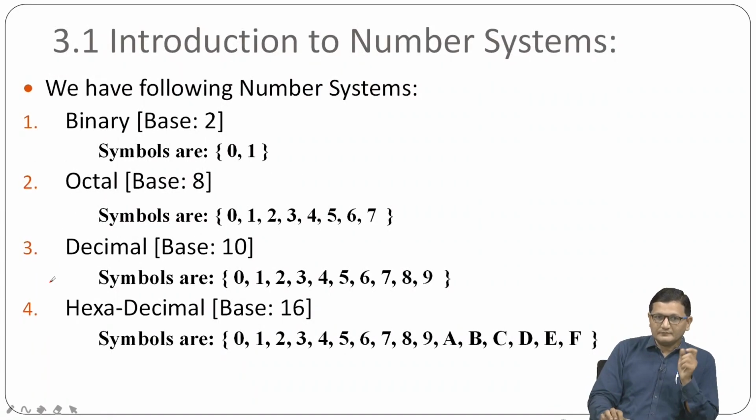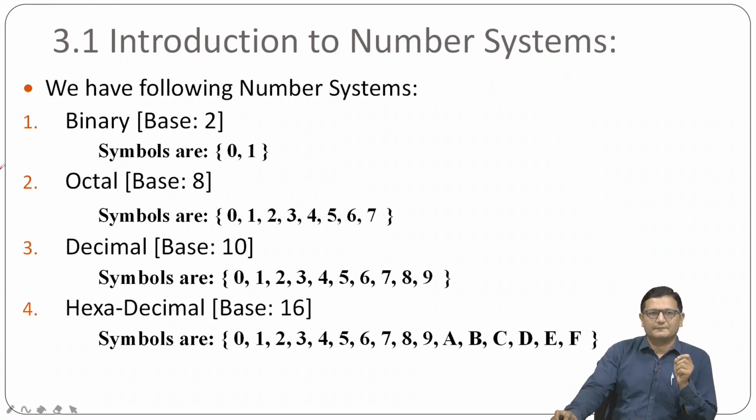Now as we have already discussed, there are 4 numbering systems. Binary, whose base is 2, has only 2 symbols, 0 and 1. The octal number system has a total of 8 symbols, 0 to 7, and due to that the base of the octal number system is 8, right? Similarly, the decimal number system uses a total of 10 different symbols, from 0 to 9, and due to that this numbering system's base is 10, right?